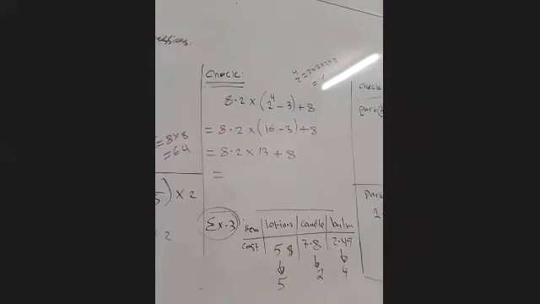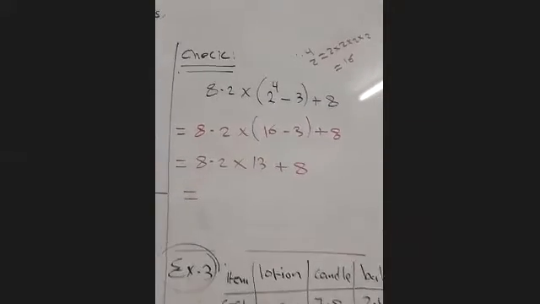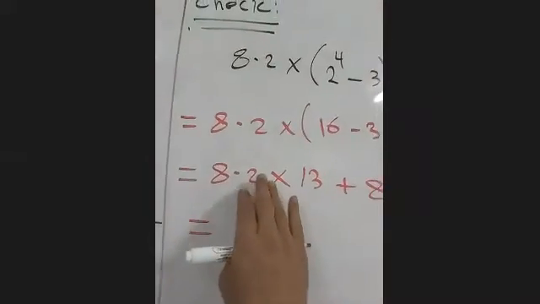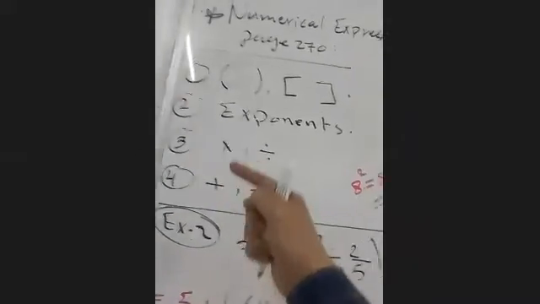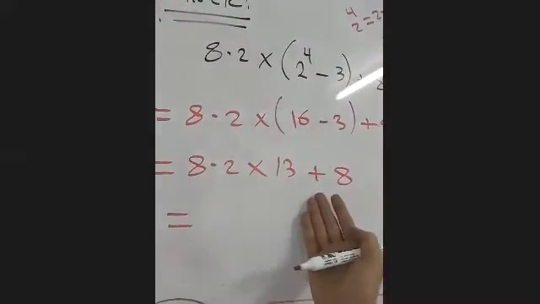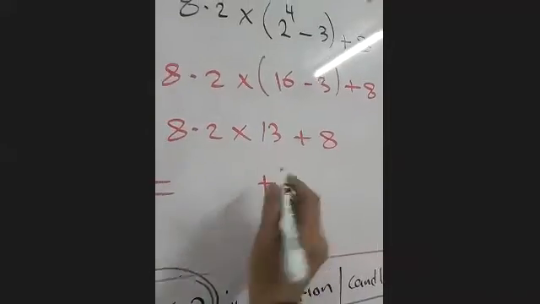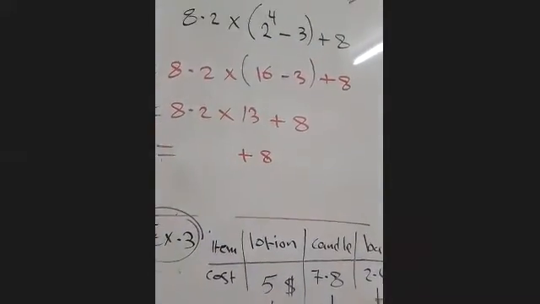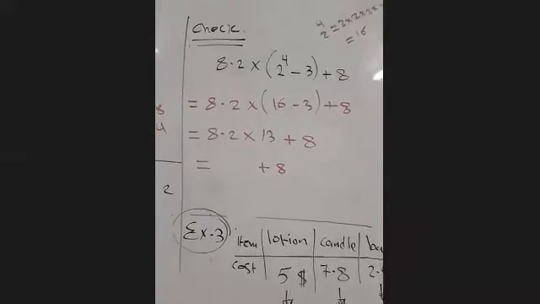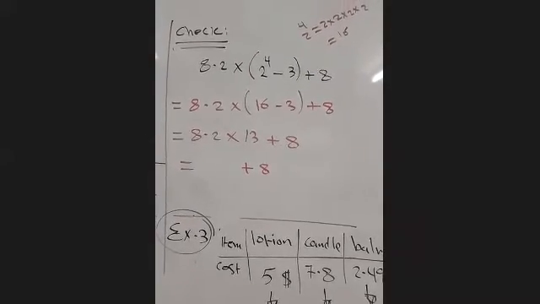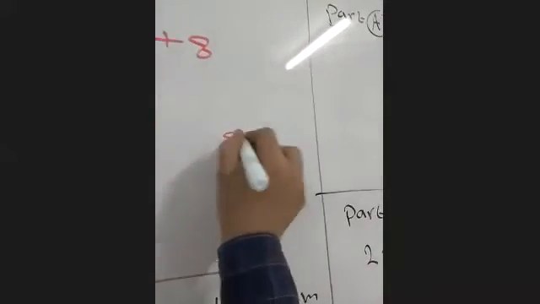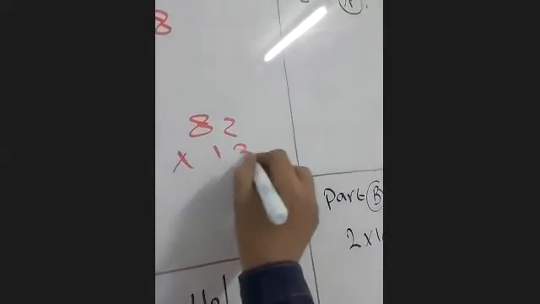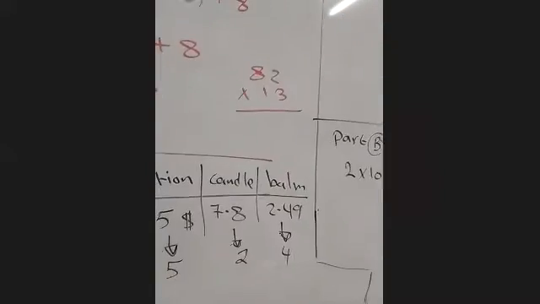Now what will I do, Ahmed? We'll multiply first, then I will add, guys, because multiplication comes before addition. Let's multiply and put the answer here. How do we multiply 8.2 times 13? Remove the decimal. It will be 82 multiplied by 13. We multiply normally, guys.